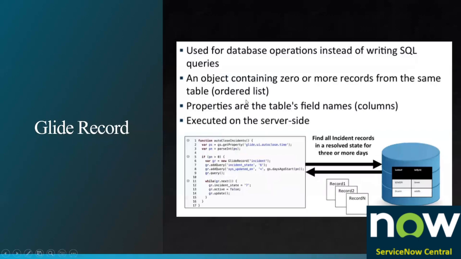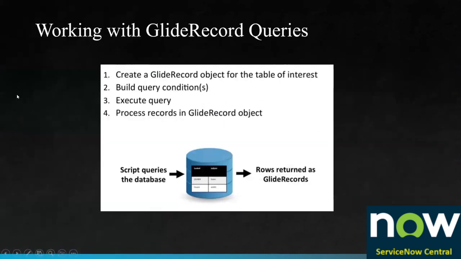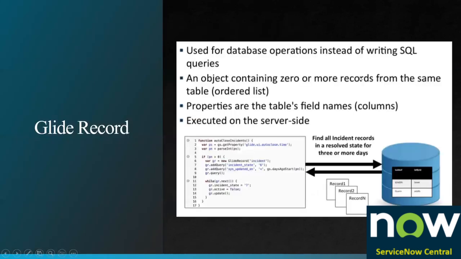Within ServiceNow tables. As we know, everything is stored within ServiceNow as tables only, right? So GlideRecord is required whenever you are performing any operation on the database. Whenever you are trying to read the record or update the record, that time your GlideRecord will be required. So whenever you write GlideRecord, what happens? GlideRecord will return you an object containing 0 or more records from the same table, because GlideRecord is nothing but a class.